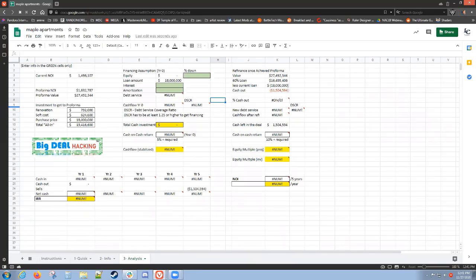Then for page 3, we do our final analysis. You determine loan terms. In this case, we'll put in a standard 20% down, 3% interest, and amortization over 30 years. That will fill in all this information. You'll note the cash flow. We have pro forma information.